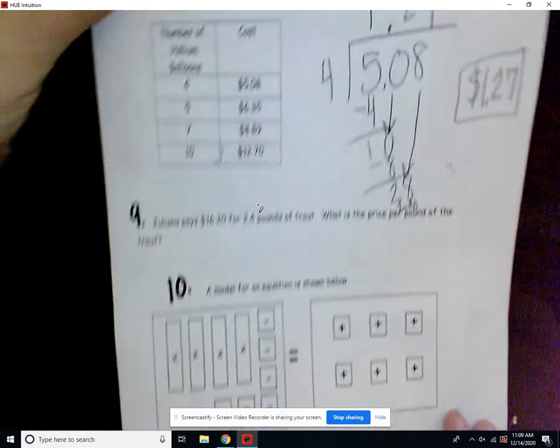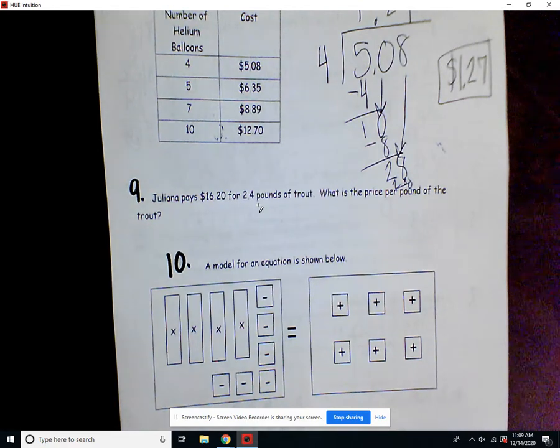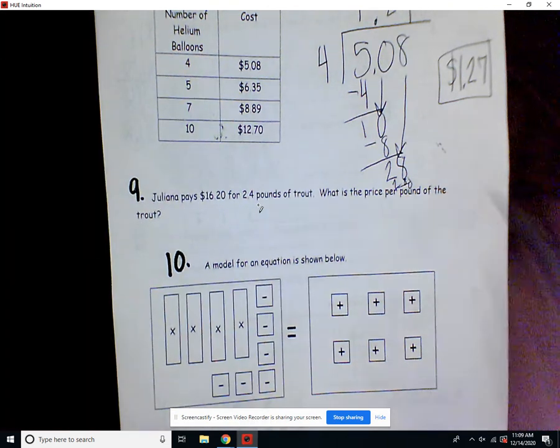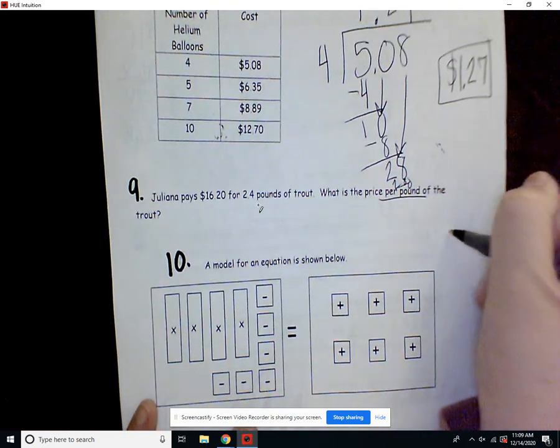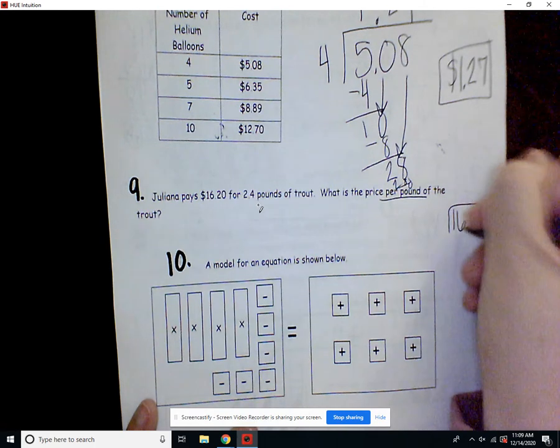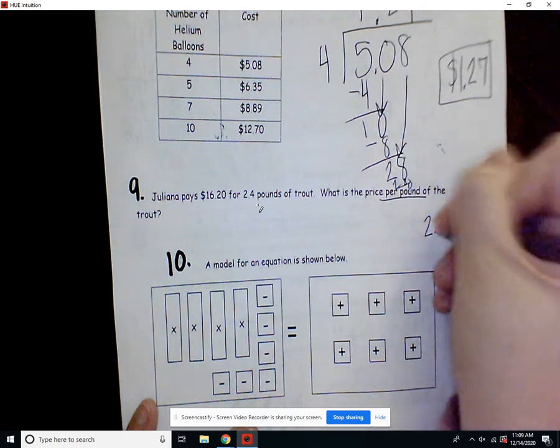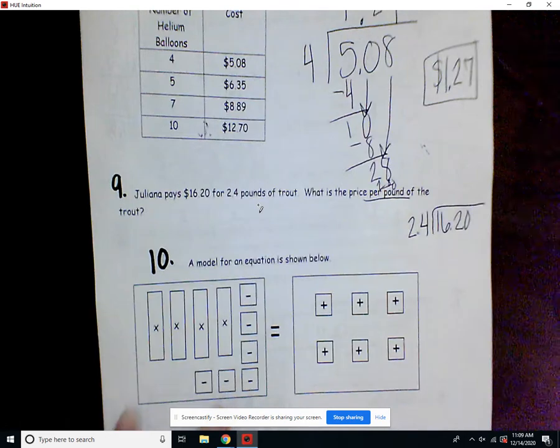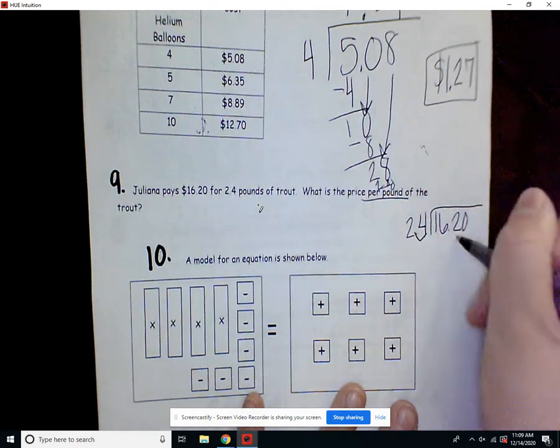Okay, number 9, Juliana pays $16.20 for 2.4 pounds of trout. What is the price per pound of the trout? So just like number 8, we want to know what is it for 1 pound. So per pound is for 1. So again, the money's on the inside. And then the number of pounds on the outside. We do have to move our decimal over 1 time in both numbers.